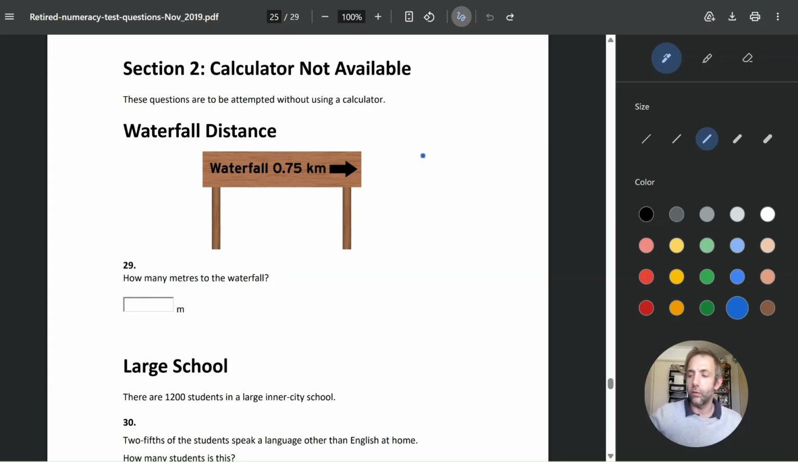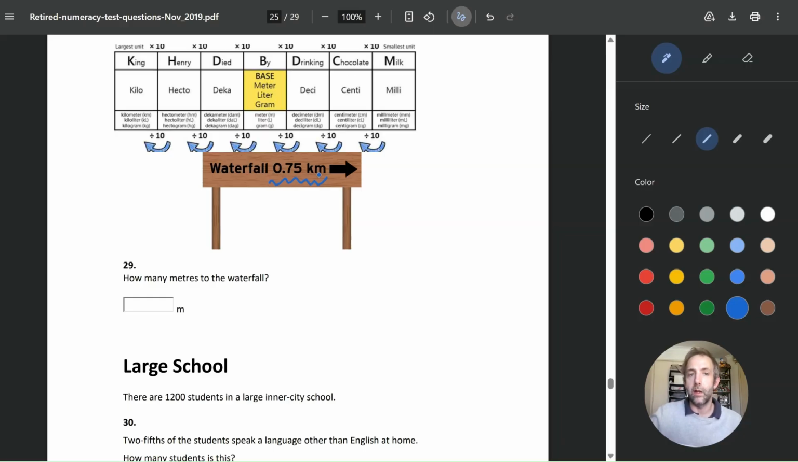So diving straight into it, question 29 says how many meters to the waterfall, but we are given a sign where we are given a distance in kilometers. So you need to be able to convert between kilometers and meters and millimeters, etc. I'll put a little diagram on screen, which is a little acronym for how to remember this. Or you might simply know that 1 kilometer equals 1,000 meters. Kilo actually means 1,000 in general. So there's a bit of a clue there.